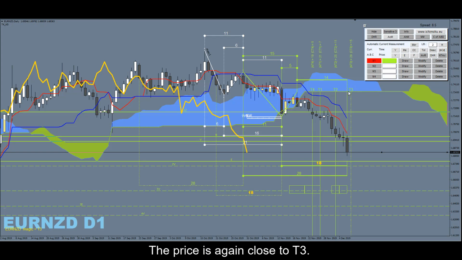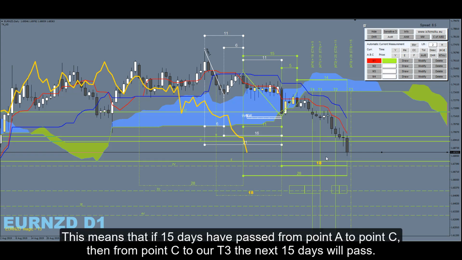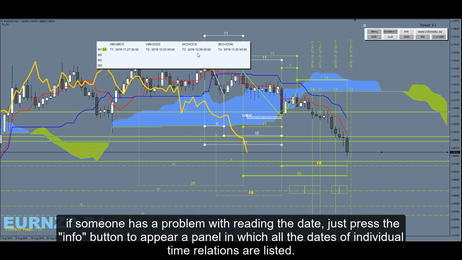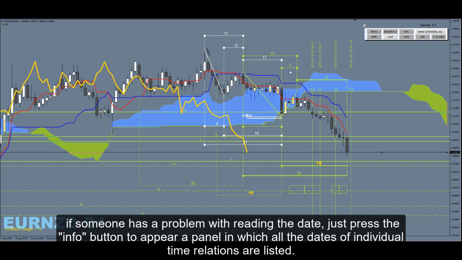The price is again close to T3. This means that if 15 days have passed from point A to point C, then from point C to our T3 the next 15 days will pass. If someone has a problem with reading the date, just press the info button to make a panel appear, in which all the dates of individual time relations are listed.